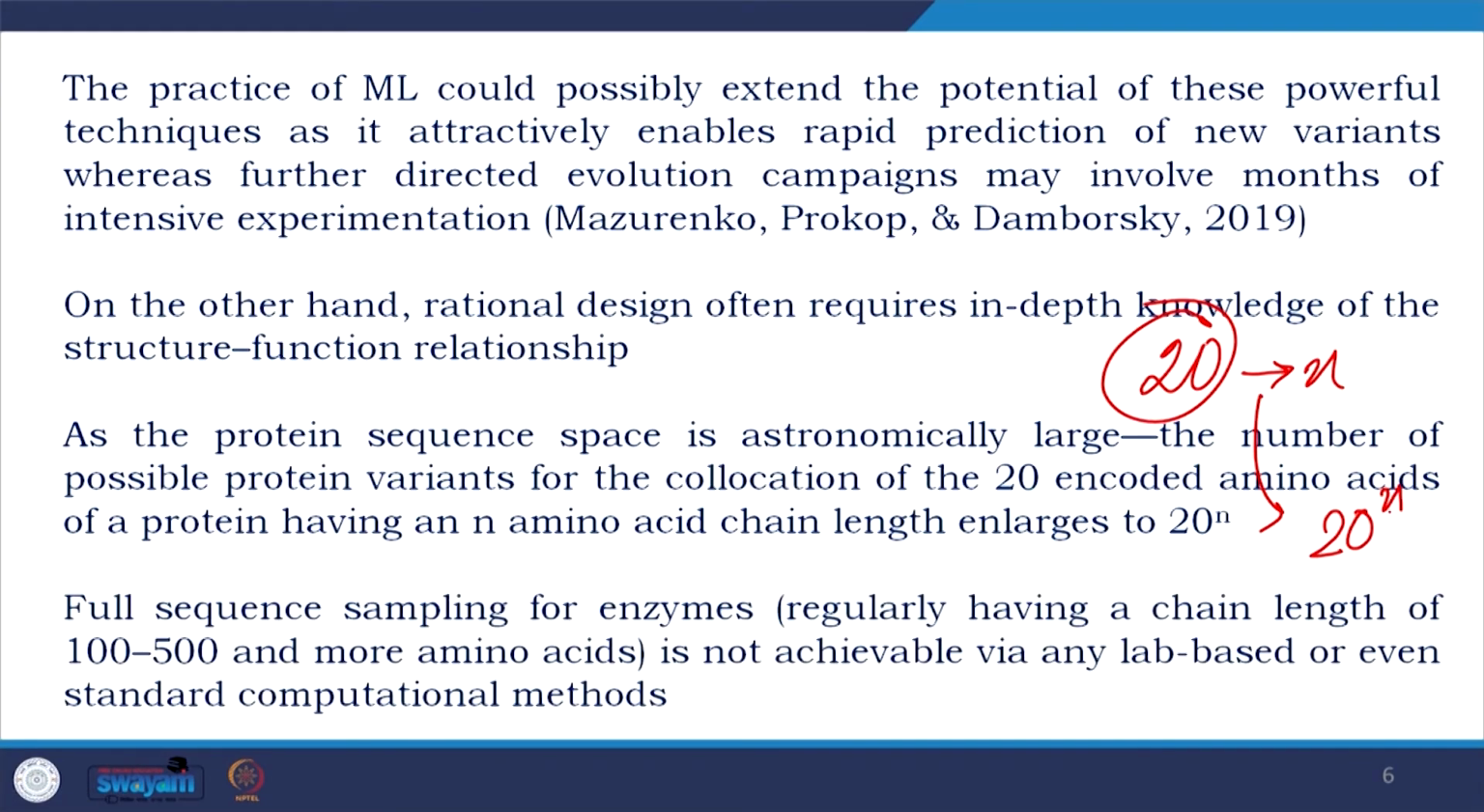Now, full sequence sampling of enzymes, which are regularly 100 to 500 amino acids long, because we know 250 to 300 amino acids is average. So, you could say 100 to 500 is not achievable via any lab based or even standard computational method. So, how big is it? If I show you the numbers, it would be more convincing.